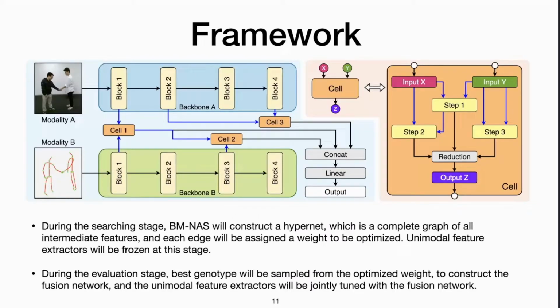During the searching stage, BM-NAS will construct a hypernet, which is a complete graph of all intermediate features, and each edge will be assigned a weight to be optimized. The unimodal feature extractors will be frozen at this stage, and after the searching stage, we will have an optimized weight matrix, and we will sample the weights from this matrix to get the best genotype. The genotype represents the structure of an ideal fusion network. And after constructing the fusion network, we will jointly tune it with our unimodal feature extractors.